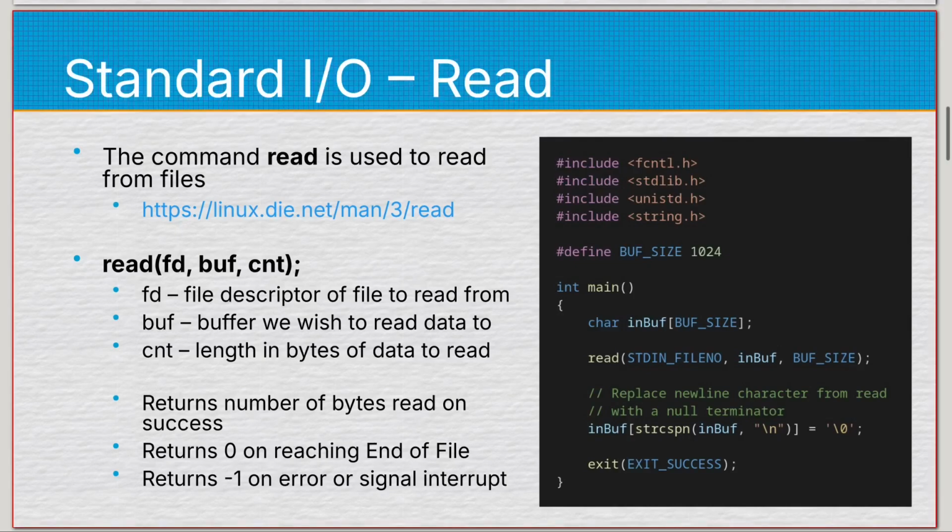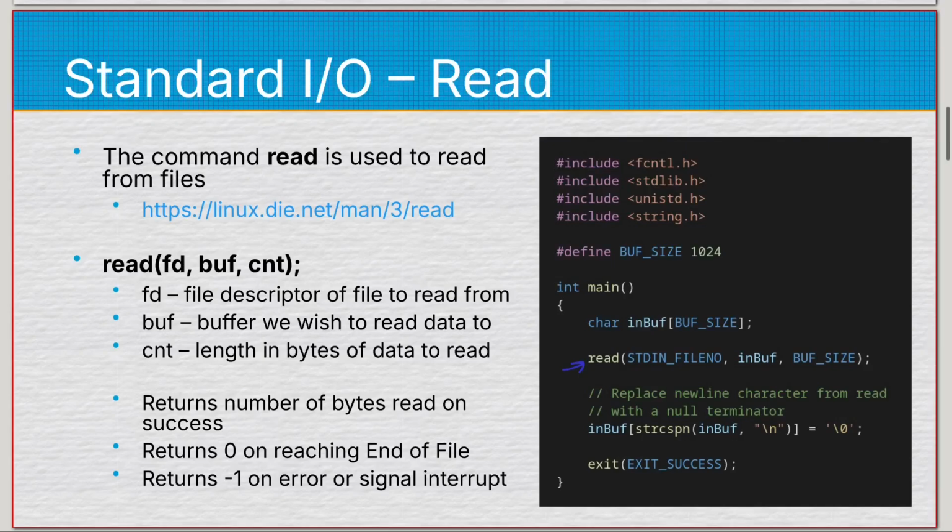So let's say if I wanted to read 20 bytes, I would actually put that particular number directly in there and it would read 20 bytes of whatever file I want to read into that buffer. So it returns the number of bytes read on success, returns 0 on reaching end of file, and then returns -1 on error or signal interrupt. But if you look at the actual sample code, you'll notice there's no create or open line in my code, yet I'm still able to read.